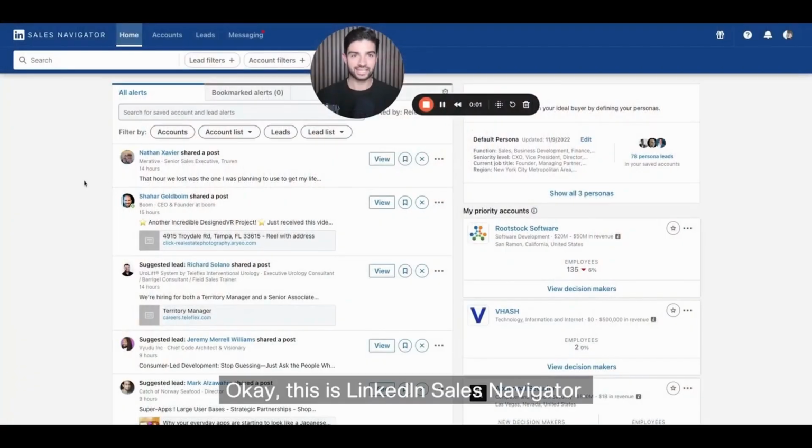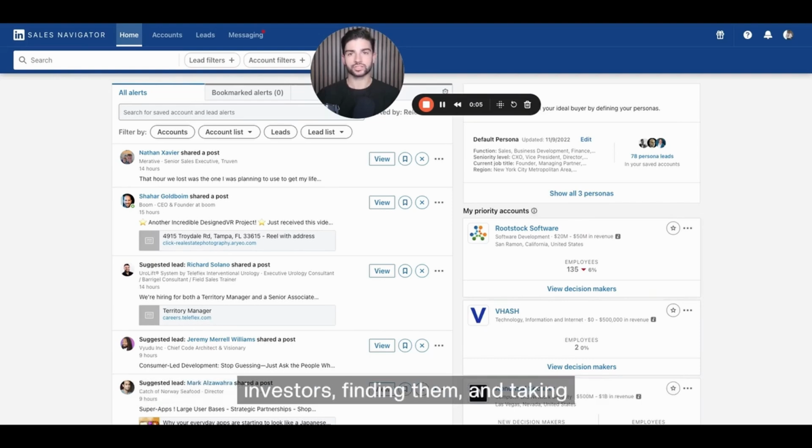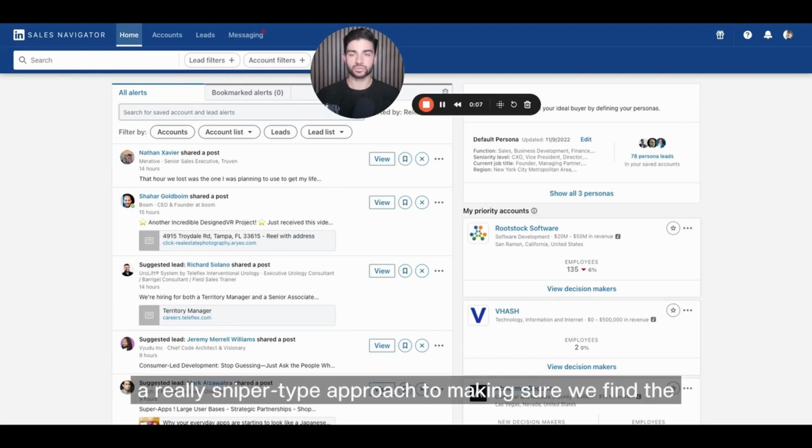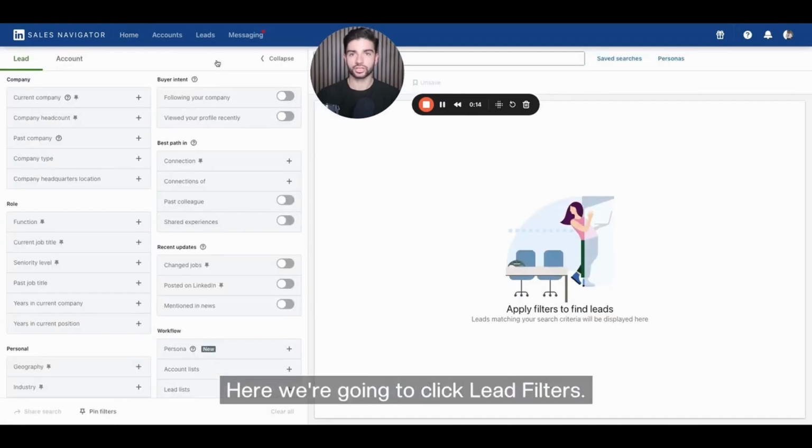Okay, this is LinkedIn Sales Navigator. This is my absolute favorite tool for connecting with new investors, finding them, and taking a really sniper type approach to making sure we find the right people to go build out our dream investor avatar. So here we're going to click lead filters, and this section is awesome.